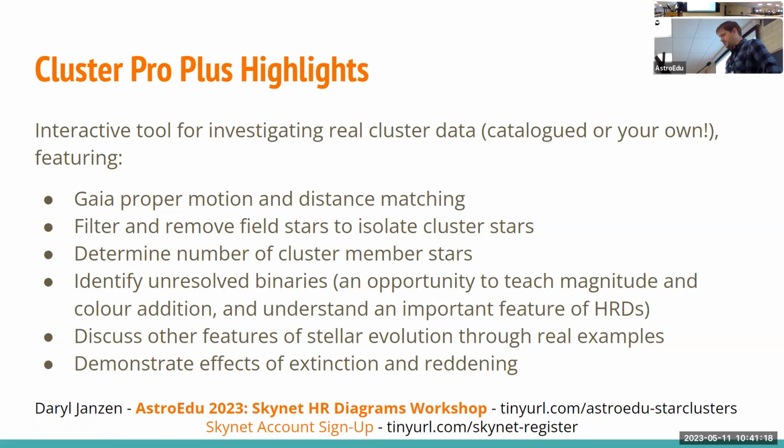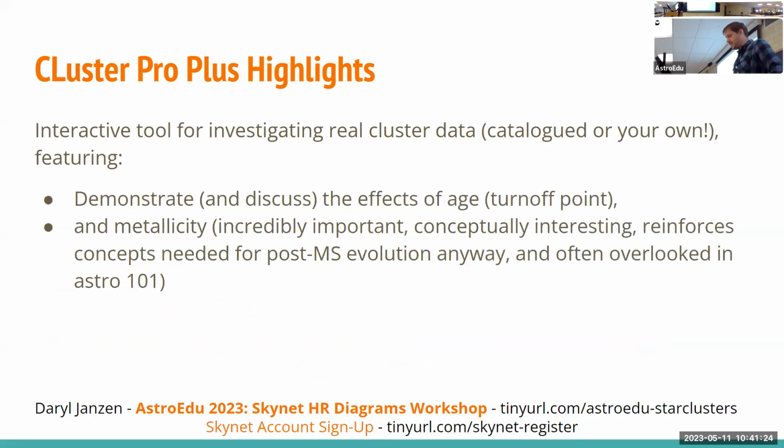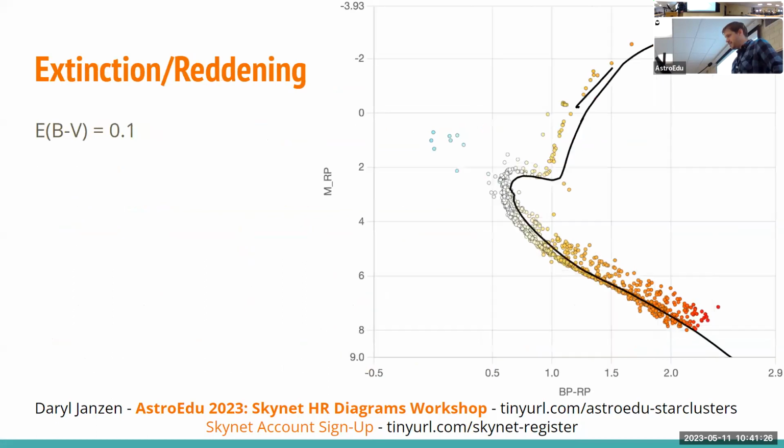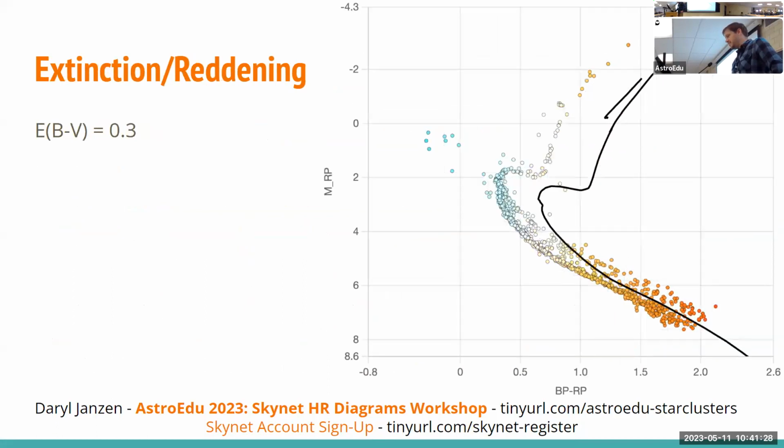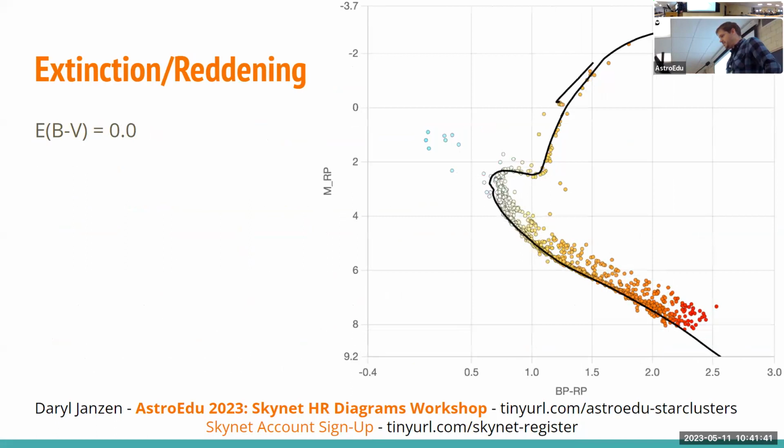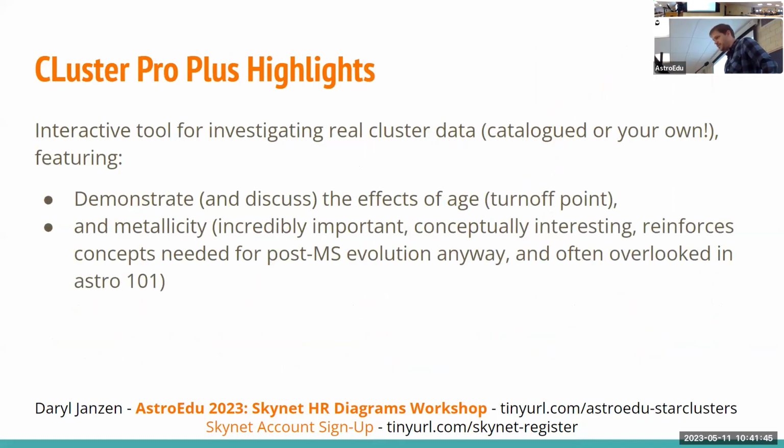Discuss other features of stellar evolution using real examples, and extinction and reddening. So as I adjusted the reddening, you see the isochrone model doesn't just make things redder as E(B minus V) increases, but extinction also happens, and so the isochrone also moves up.